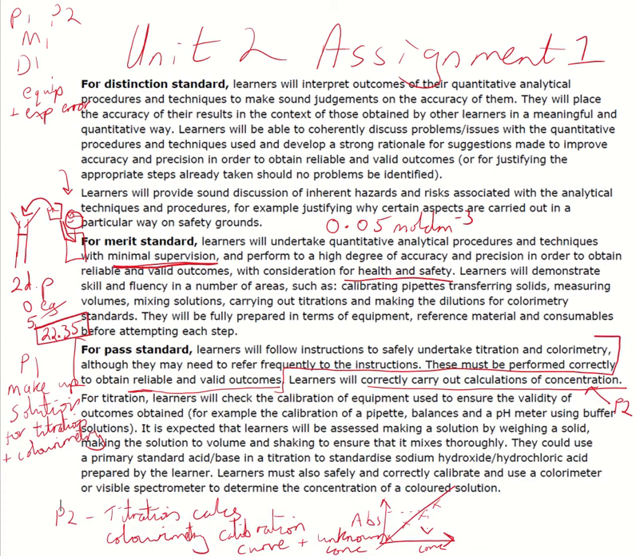Compare it to your classmates. Get a few of their results, say whether or not you've done it better or worse than them. So they will place the accuracy of their results in the context of those obtained by other learners in a meaningful and quantitative way. So grab a few of them, or what you can ask as well is for the teacher to give you the true value. You'll need the true value actually for doing the experimental error on your own.